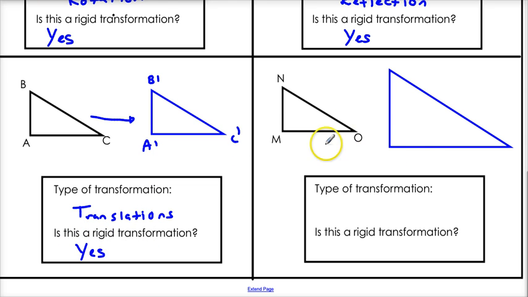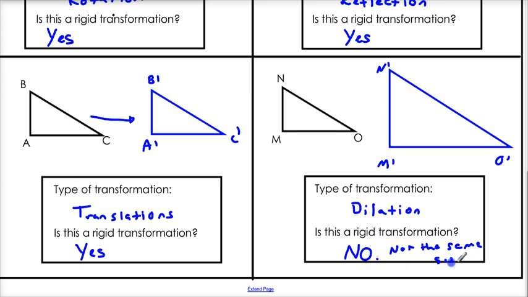And finally, we have this guy. MNO gets bigger. So we have MNO. And when something gets bigger, that's a dilation. Okay? Now, is this a rigid transformation? Does this stay the same size? Well, no, it does not. So this is the only one that is not a rigid transformation because it does not stay the same size. It is not the same size, right? It gets bigger, so it's not rigid.